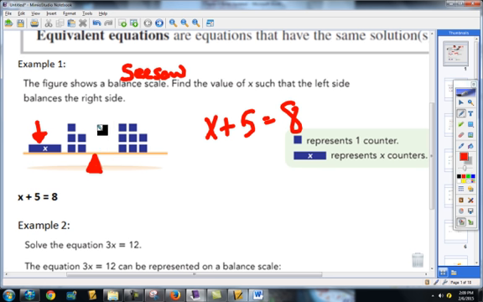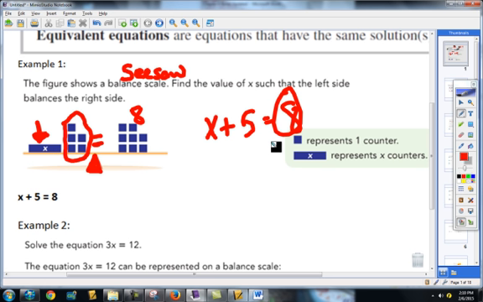But that's the whole point: since equations are equal, you know that this side has to be equal to that side because it's balanced. It's perfectly balanced, so they are equal to one another. So we have 8 counters here, because that's this 8 right here. And then we know we have these 5 here, as you can see. And we want to solve it to figure out, how many counters would X be then?